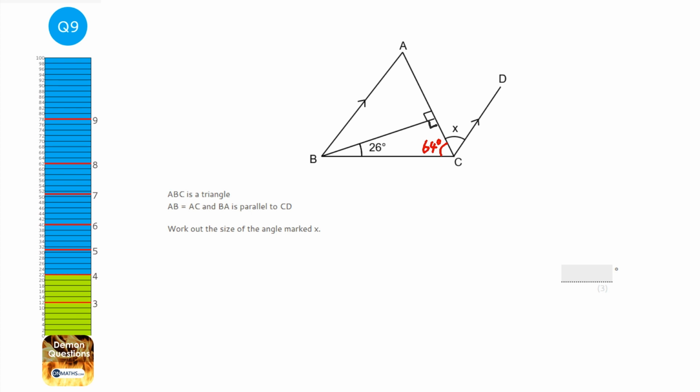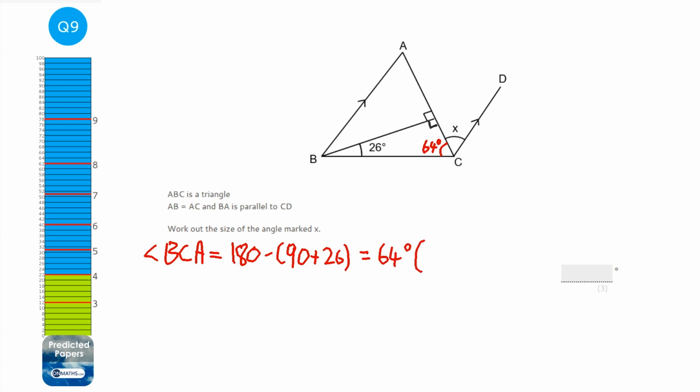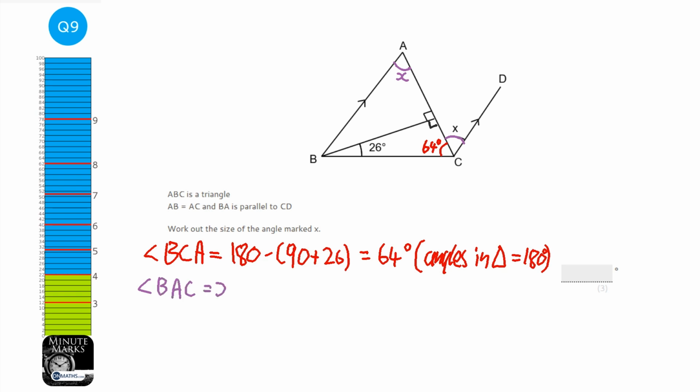And it's important to write down the reasons. So angle BCA equals 180 take away 90 plus 26 equals 64 degrees. Angles in triangle equal 180. And I'd write it in words for the actual exam. Okay, next thing I realise is that the x here is equal to the angle here. So this is also x. So angle BAC equals x. And the reason for that is z angles, although you have to use the right word, just alternate angles.